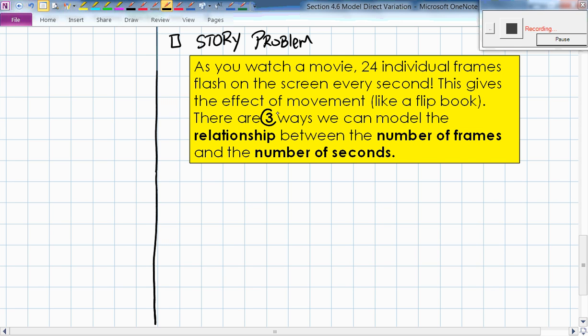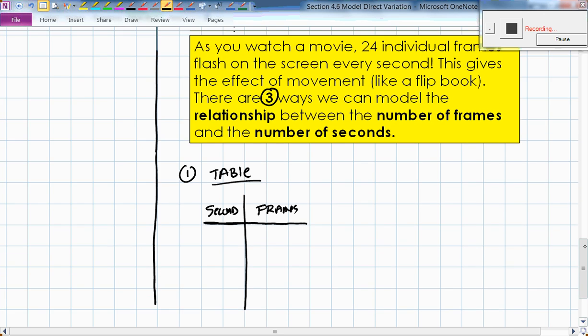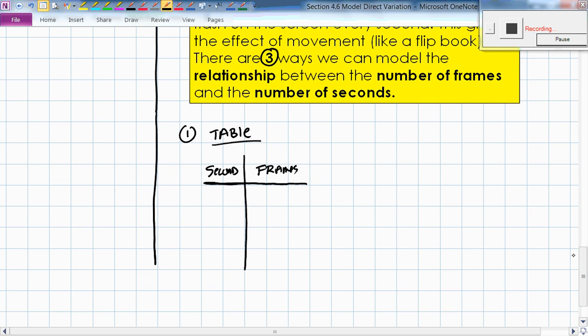It says that there are 3 ways that we can model this situation, okay? The first way we can model it is with a table. So this is the part we're going to write down, okay? The first model is we can model this with a table. And what we're going to do is create a table here, with seconds to number of frames. Okay, so the first way is modeling with a table.